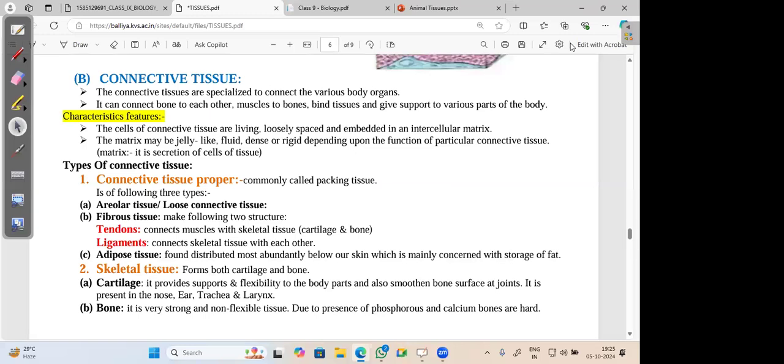What does connective tissue consist of? It consists of a matrix which may be jelly-like, fluid, dense or rigid. For example, our blood is also a type of connective tissue, but it is a fluid connective tissue. Somewhere it can be loosely spaced, somewhere dense, somewhere rigid, like the ligaments and tendons. Ligaments and tendons are also made up of connective tissue only.